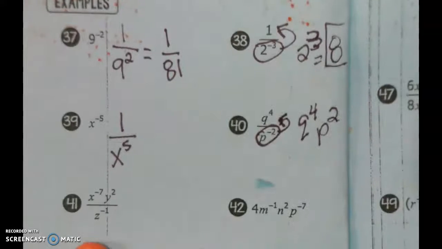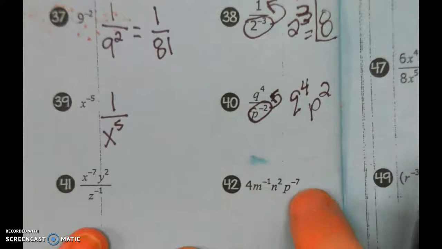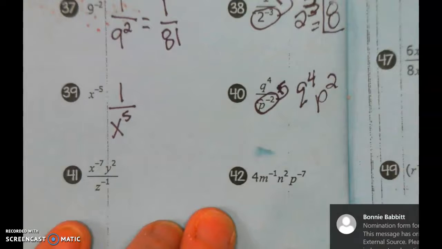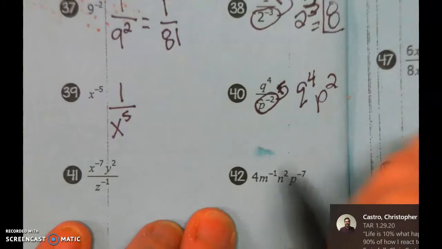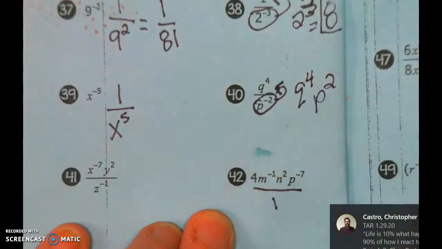That's it. All right, look at 42. You've got some negatives, you've got some positives. The positive stuff just stays there. And the negative stuff goes down below because remember, this is all over 1 anyway.